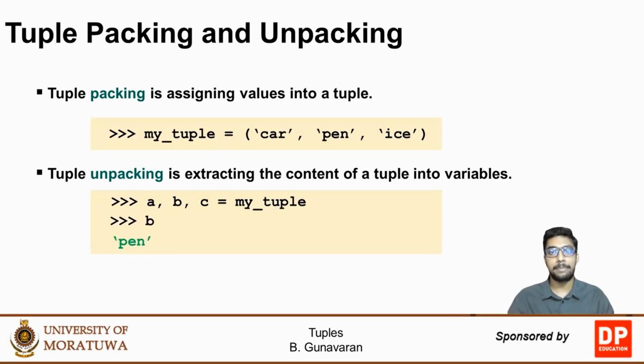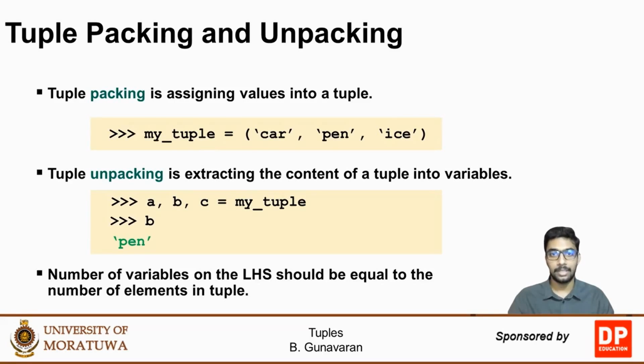To confirm, let us print the variable b. You can see that it outputs the string pen as expected. One condition when using tuple unpacking is the number of variables on the left-hand side should be equal to the number of elements in the tuple. In our previous example, my tuple contains 3 elements. Hence, we have 3 variables on the left-hand side.